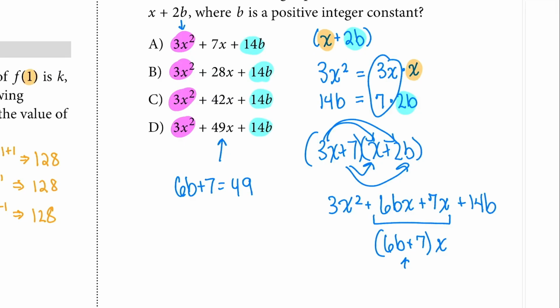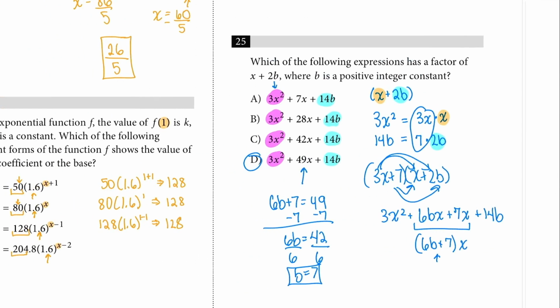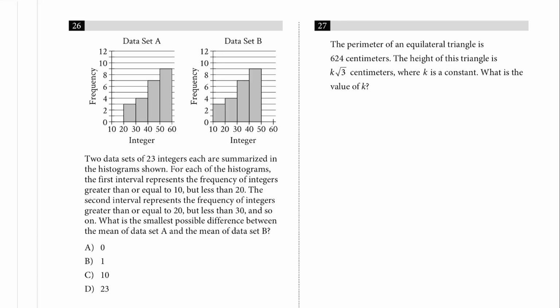6b plus 7 equals 49. When we subtract 7 from both sides, we're going to get 42, which would mean that b is 7, which is a positive integer constant there.